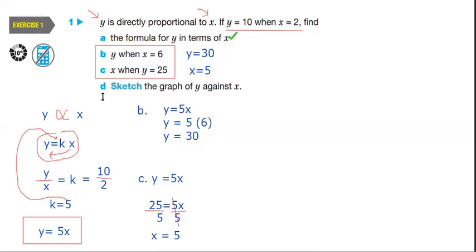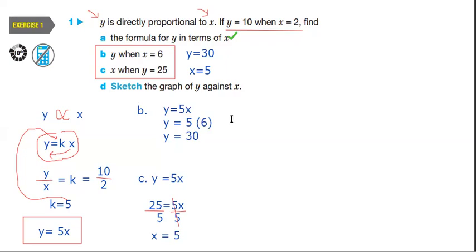Now for question D, they want us to sketch the graph of y against x. Now here we know the y and the x. This means we know the coordinate, or the first coordinate. Here we know the y and the x. Same here for C, we know the y and the x. This means we have 3 points. We can use them to answer question D.